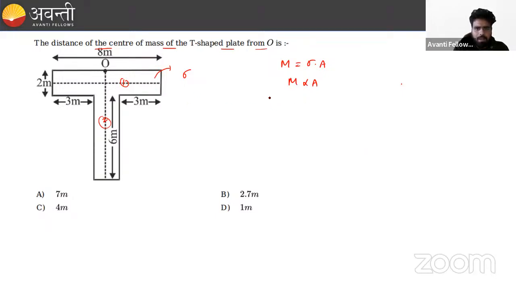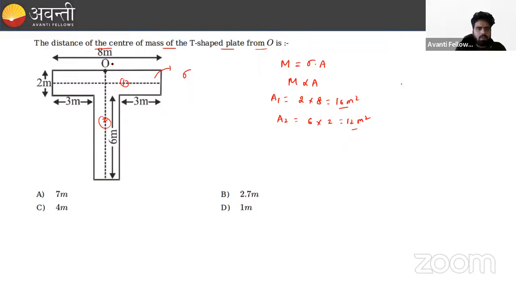So what is the area of the first part? That is A1. The area will become 2 into 8, since this distance is 8 and this is 2. So 8 into 2, that is 16 meter square. What is the area of the lower section? The lower section area is 6 into 2. So this area will become 12 meter square. So we can say A1 is 16 meter square, A2 is 12 meter square.